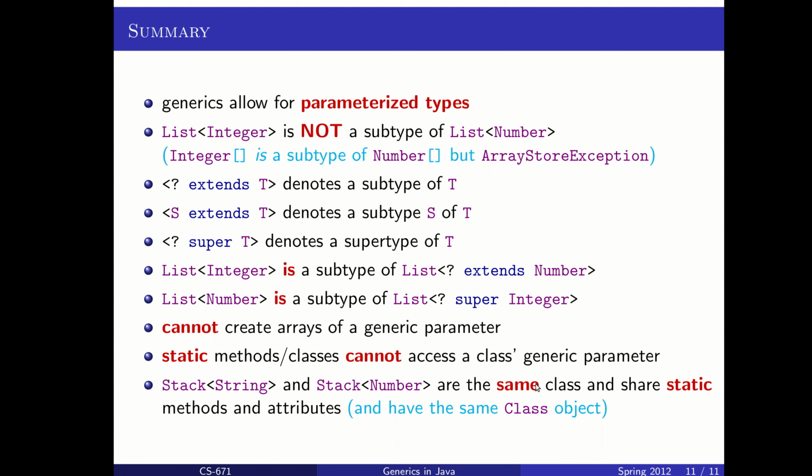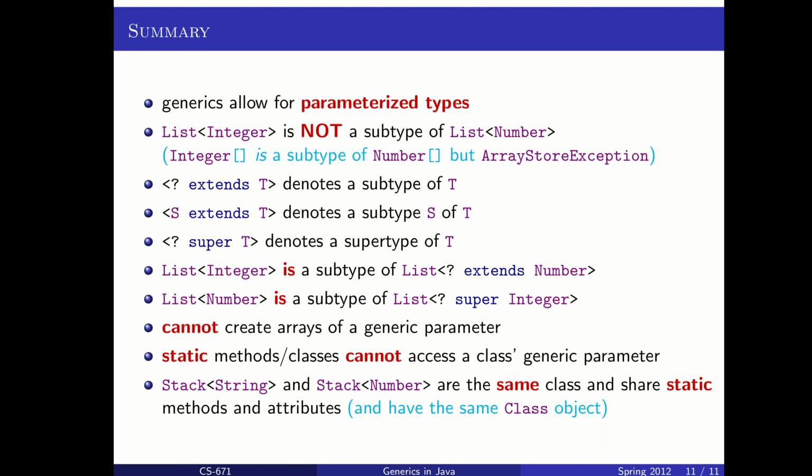And so when we move on to talking about reflection and looking at what classes are behind the scenes from an object, they will have the same class, and therefore they will share all static methods and attributes. And when we do that reflection, they will have the same class object that we'll use to refer to and learn about them. So for instance, if I created a counter that was a static variable of how many stacks have ever been made, then it doesn't matter whether they were stacks of strings or stacks of numbers or whatever, that static counter will belong to all stacks of all types.